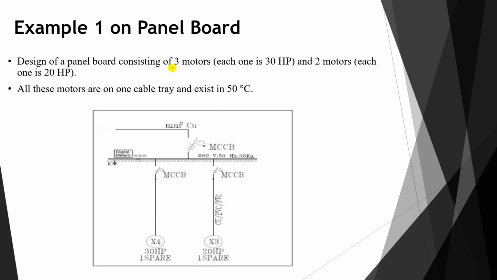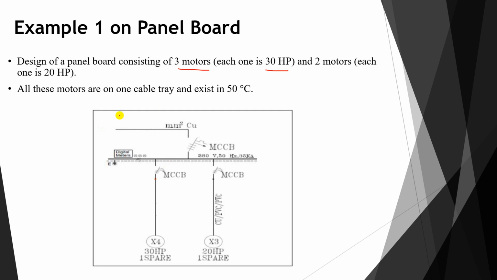consisting of three motors and two motors. Three motors which have 30 horsepower each, and two motors which are 20 horsepower. Now the cables of these motors are on one cable tray and they exist in a temperature of 50 Celsius degree. Okay, so what would we like to do?